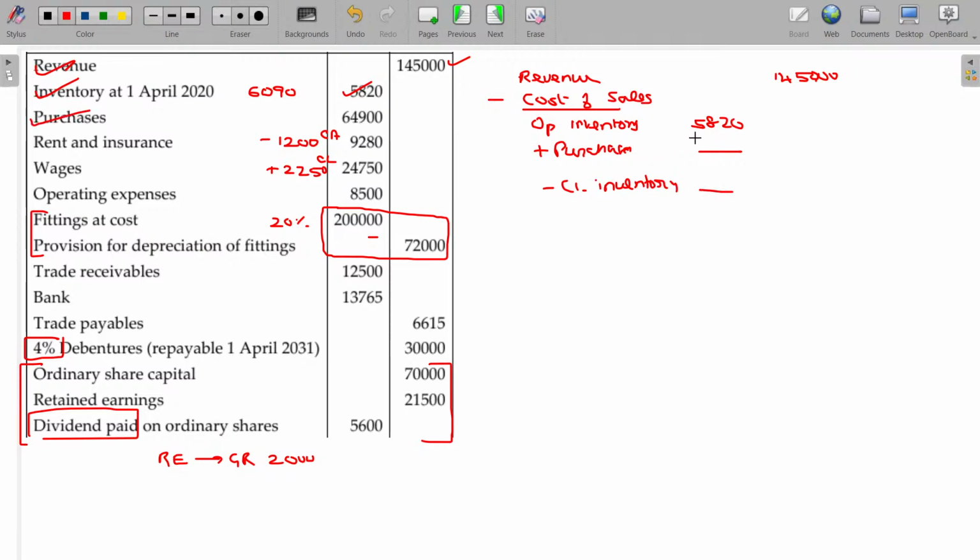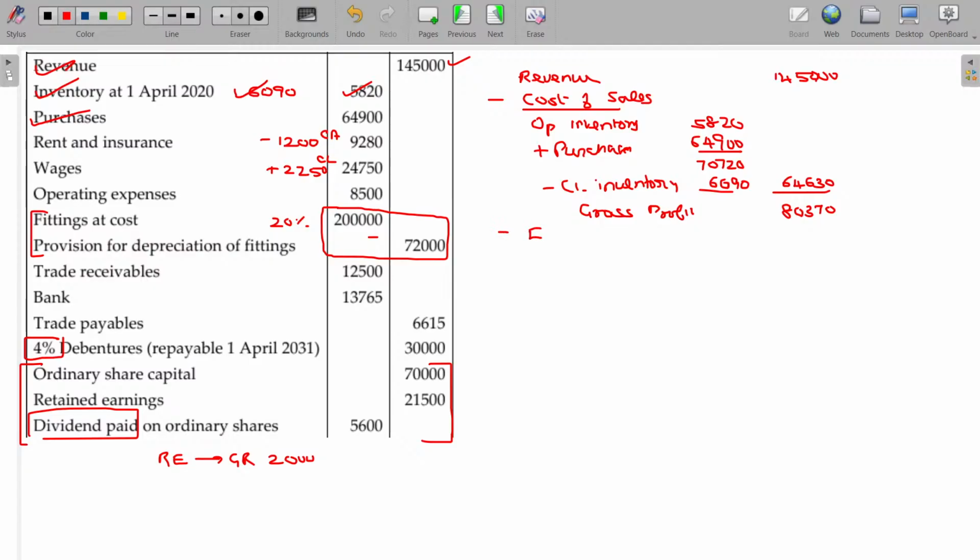Purchases being 64,900, we don't have the carriage inward anywhere here. The total being 70,720 and closing inventory 1690 is subtracted from here. Then final value being 64,630 and gross profit here, gross profit 80,370.